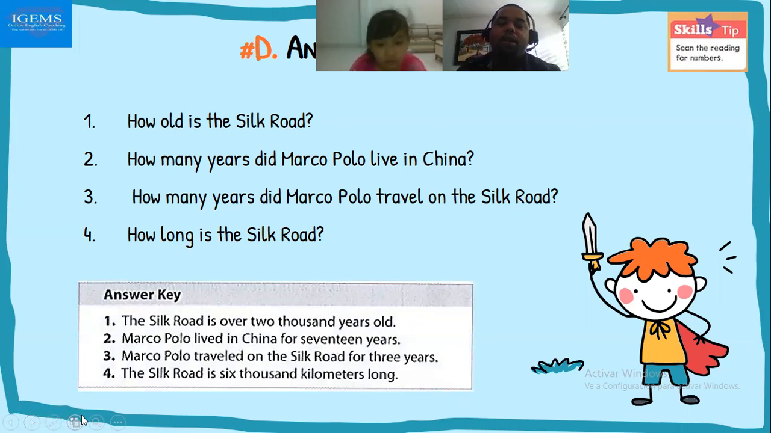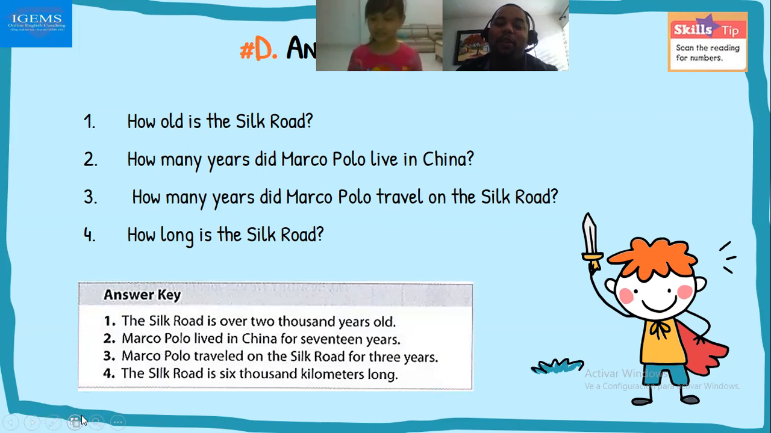To wrap up this part: number one, the Silk Road is over 2,000 years old. Number two, Marco Polo lived in China for 17 years. Number three, Marco Polo traveled on the Silk Road for 3 years. And number four, the Silk Road is 6,000 kilometers long. Wow, it's very long.